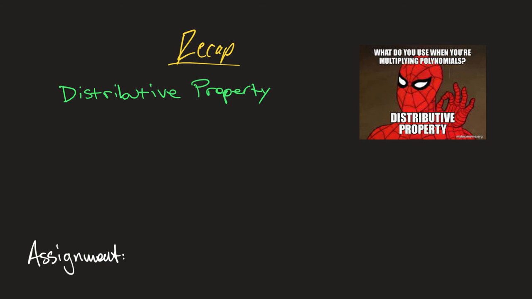Recap. We are using the distributive property, and we're going to be using it a lot. Spider-Man, what do we use? Distributive property. Okay, what does that look like? Here I have the general form of the one we just did, where a, b, c, d, and e are just integers, and I have some variables, x, y, and z.